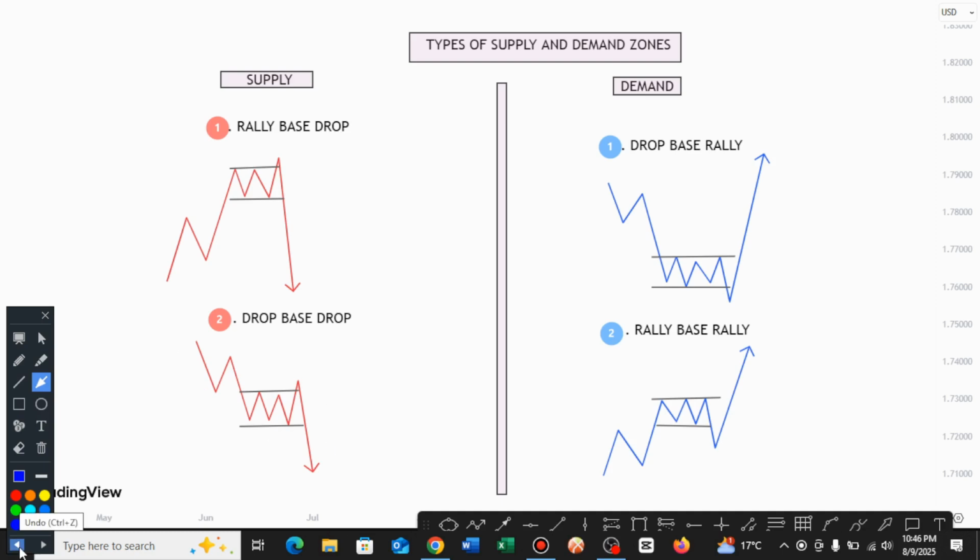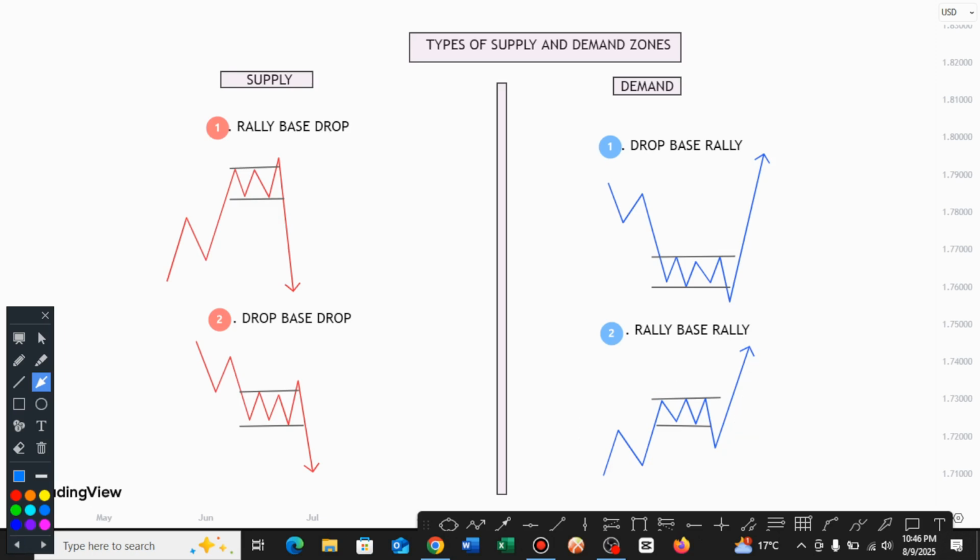In demand zone, the first type is the drop-based rally. Here, the market drops, accumulates to gather more liquidity and rallies up. The second type of demand zone is the rally-based rally demand zone. Here, the market rallies up, consolidates to gather more momentum and rallies up again.